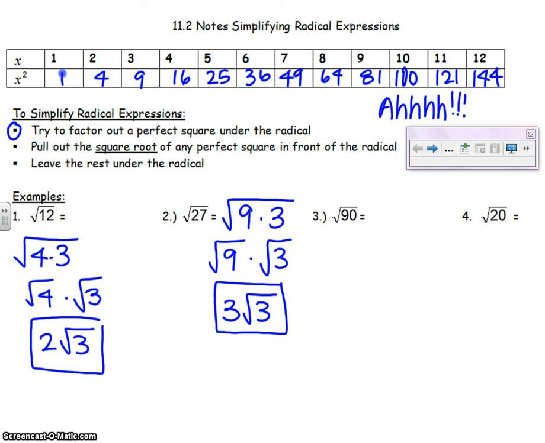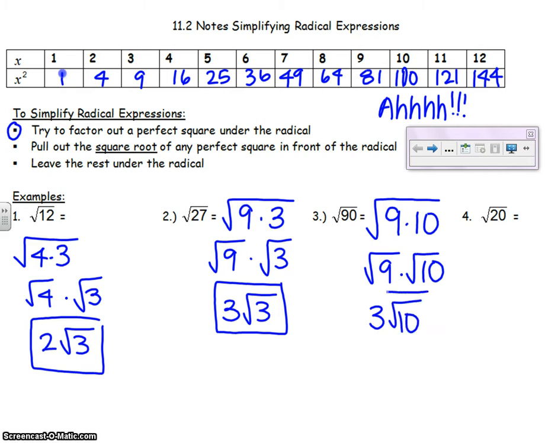Square root of 90, our factors that go in will be 9 times 10. And then we'll do the square root of 9 times the square root of 10. My goodness. 3 root 10. Doesn't matter what order you write them in. Generally, we will write them with the perfect square first, just because that's the way my brain works.